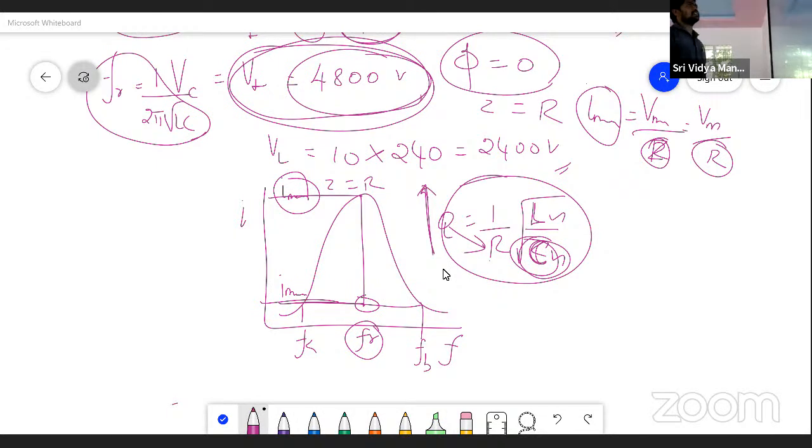Students, I asked some questions. What do you mean by resonance condition?